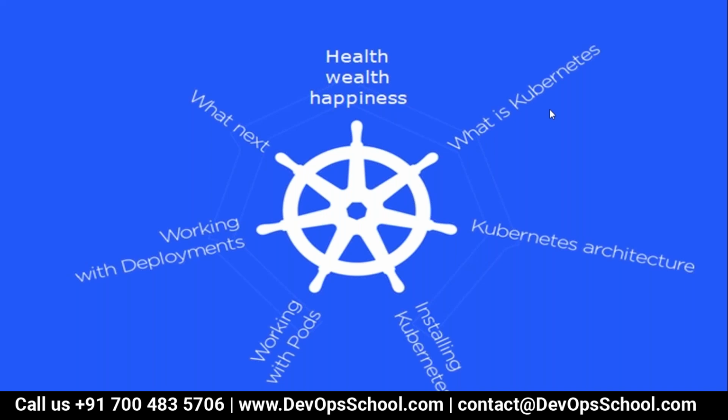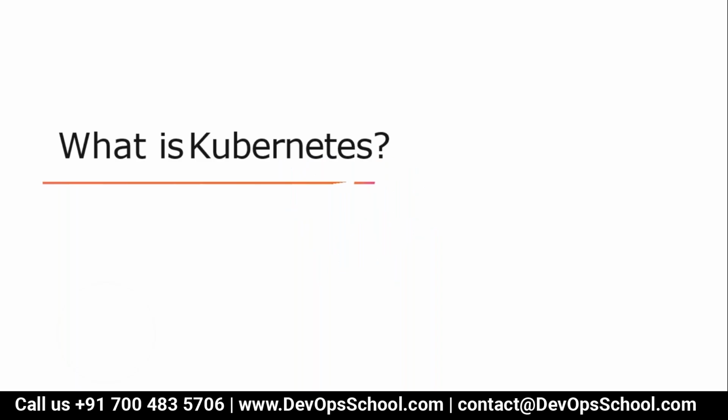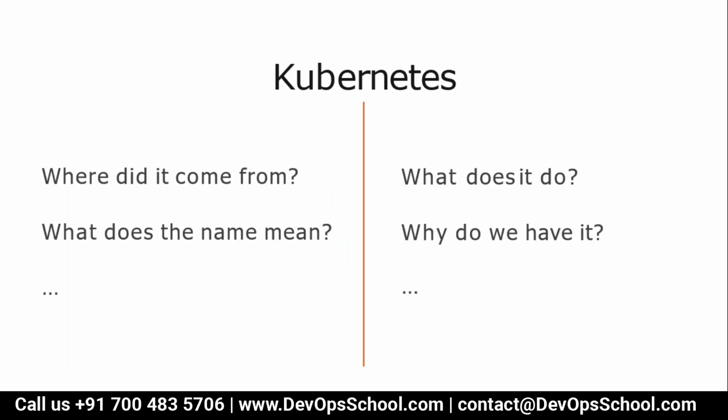So the question is, how can Kubernetes help you get good health, good wealth, and happiness? For that, you need to understand what is Kubernetes. You need to understand how Kubernetes works, like the Kubernetes architecture. You need to work on installing Kubernetes. We have to work with pods and deployments and many more things. So our first question is, what is Kubernetes?